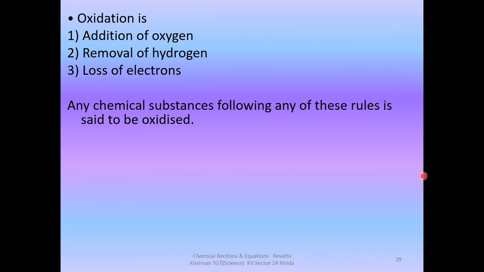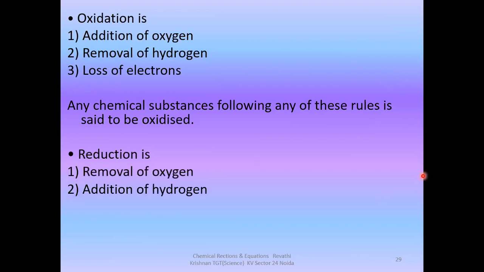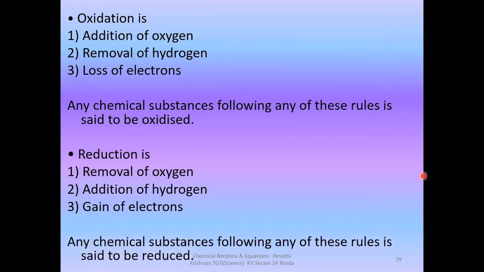Any chemical substance following any of these rules is said to be oxidized. Reduction is removal of oxygen or addition of hydrogen or gain of electrons. Any chemical substance following any of these rules is said to be reduced. Here I am sharing another interesting mnemonic for you to remember oxidation and reduction.